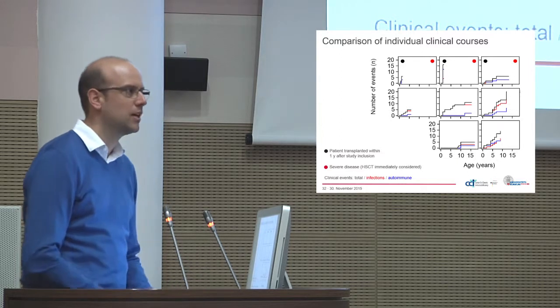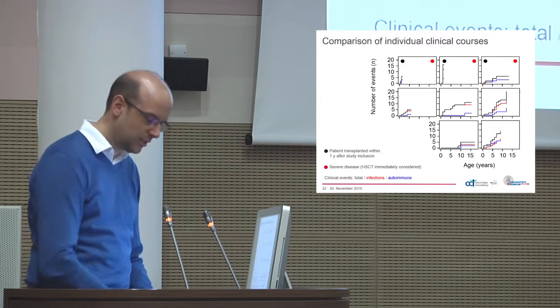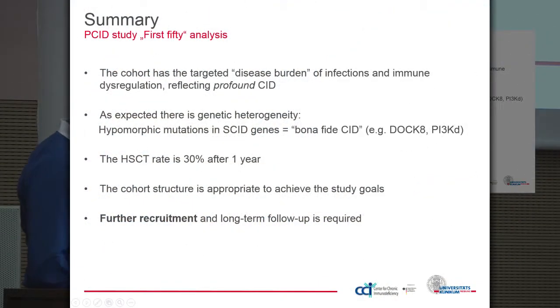What is the optimal time point for transplantation? How can we identify patients? So this is still a lot of work that is ahead of us. So in summary, the cohort that we've set up has the targeted disease burden of infection and autoimmune dysregulation, really reflecting a profound clinical condition, a profound combined immune deficiency.